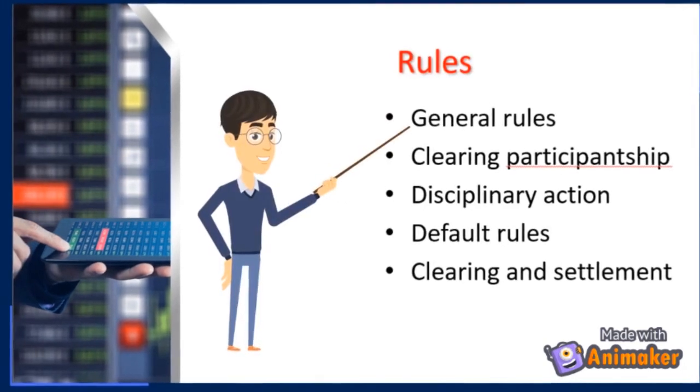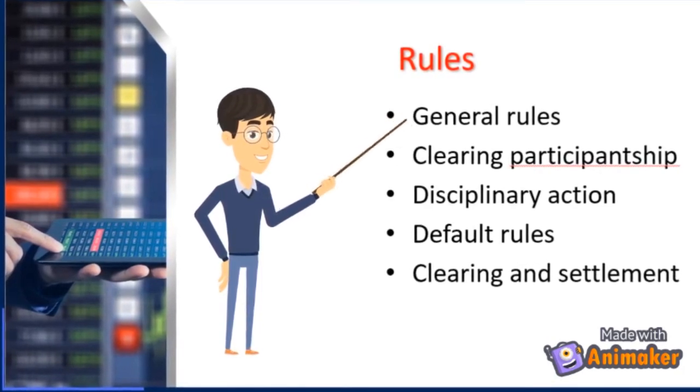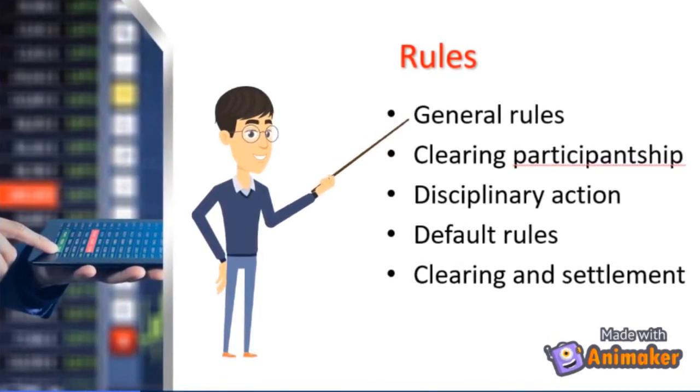The rules of Bursa Malaysia Securities Clearing Sdn Bhd are binding on clearing participants and can be amended with the approval of the SC. The rules cover the general rules, clearing participantship, disciplinary action, default rules and clearing and settlement.